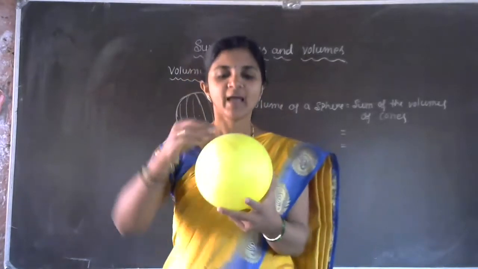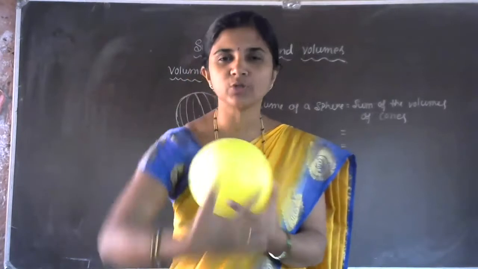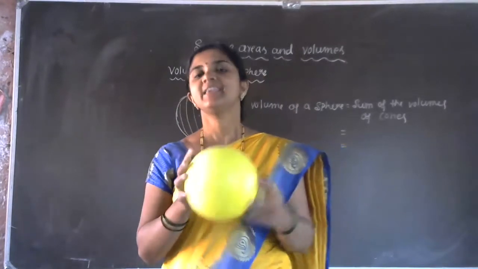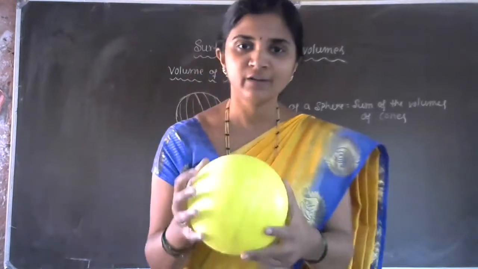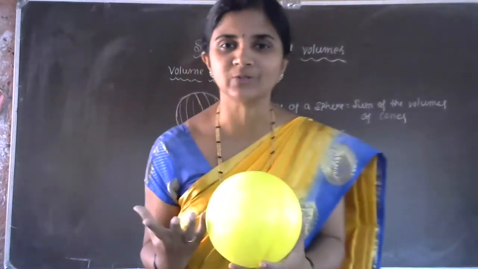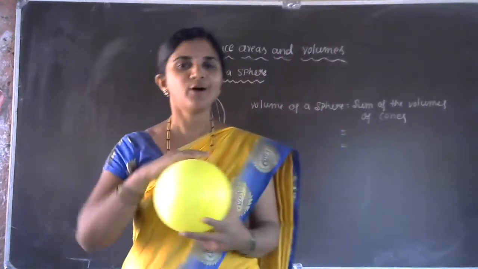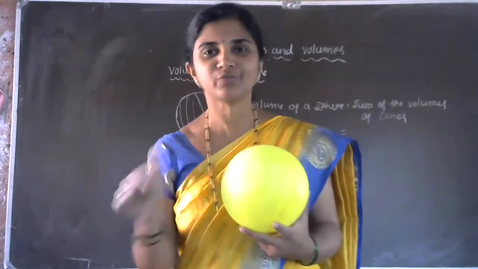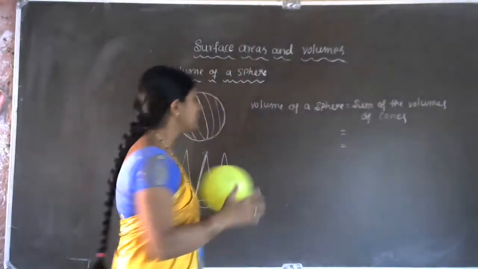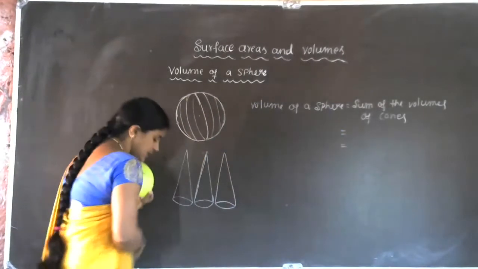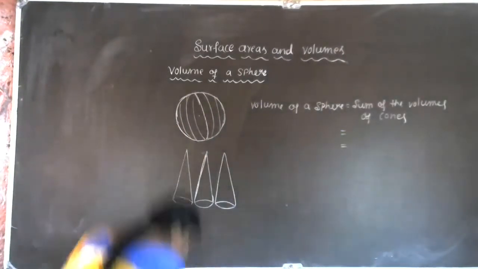So we have to take small cones, an infinite number of cones. We don't know the exact number of cones, right? Yes, we have to convert the solid sphere into small cones. Then you can observe that the volume of a sphere is equal to the sum of the volumes of the cones. Correct, no? So here you just observe this is one sphere, and from this sphere we are removing the cones.